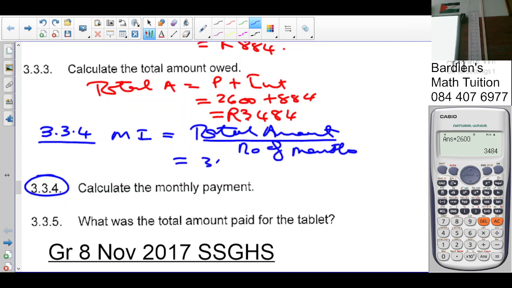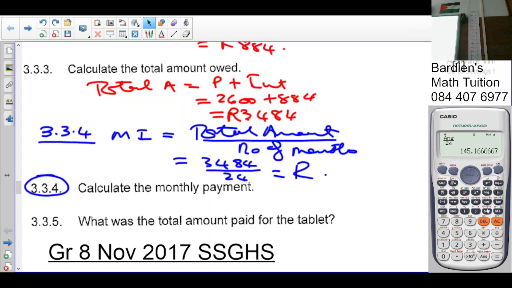So it's going to be 3,484 Rand divided by 24. That gives us a monthly installment amount of, so again, that is the last answer calculated over 24. Gives us 145 Rand and 17 cents. Okay.